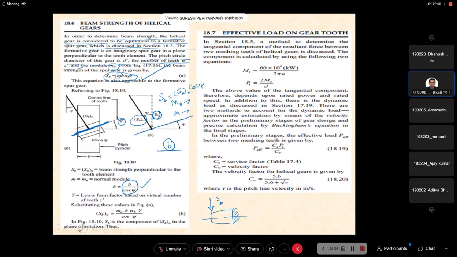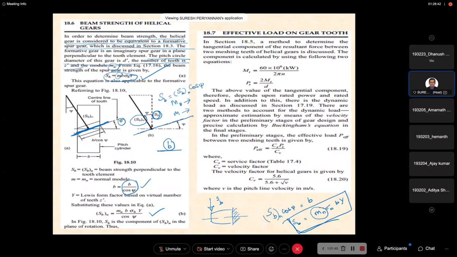Now I would like to extend this. We know SB is equal to SBN into cos psi, which is equation B. Simplify this, and finally you are going to get SB equal to Mn into b into sigma b into Y. This is in terms of our normal module. This is the way we can find it out.